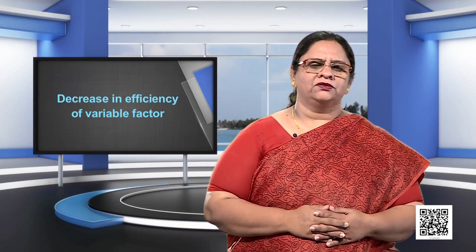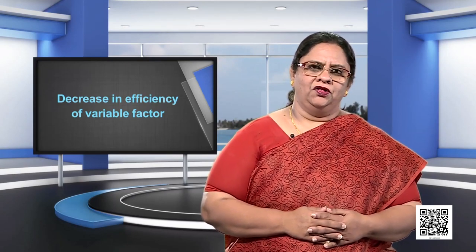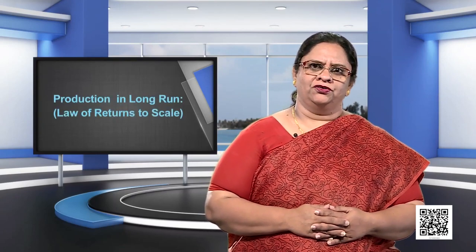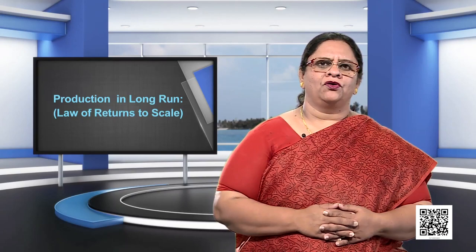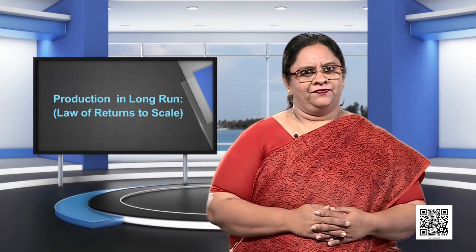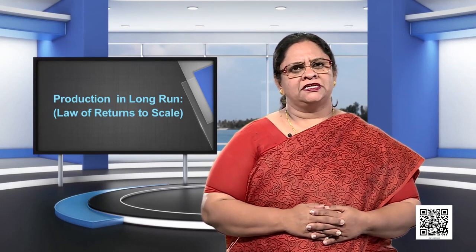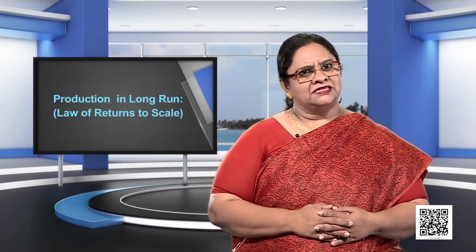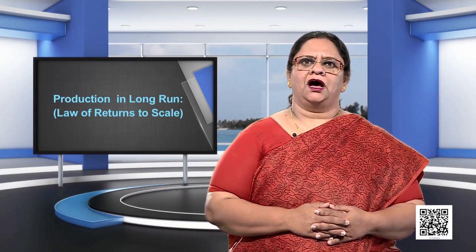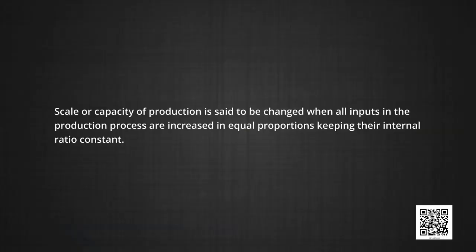We have so far looked at production in the short run. We now turn to production in the long run and examine the law of returns to scale. The law of returns to scale operates during the long run and represents the effect of changes in scale of production on the output produced. The scale or capacity of production is said to be changed when all inputs in the production process are increased in equal proportion, keeping their ratio constant.